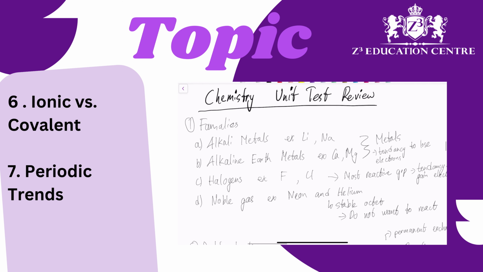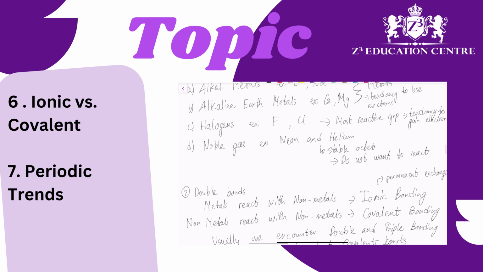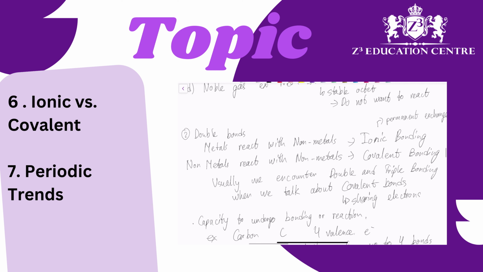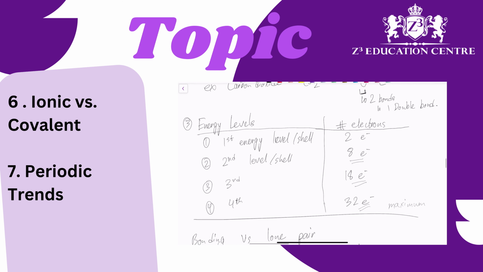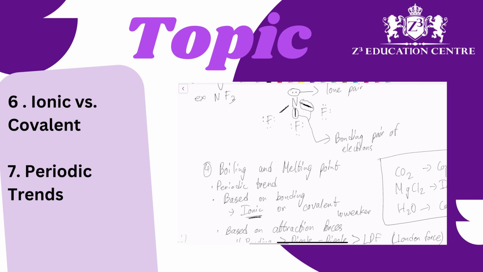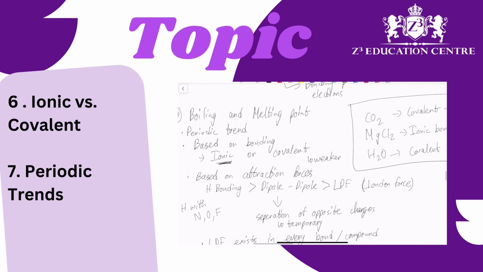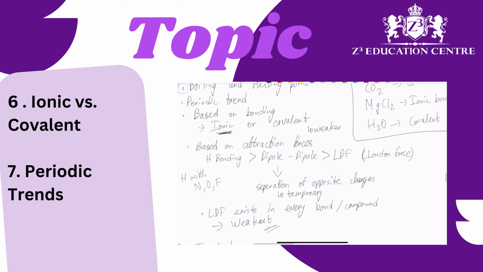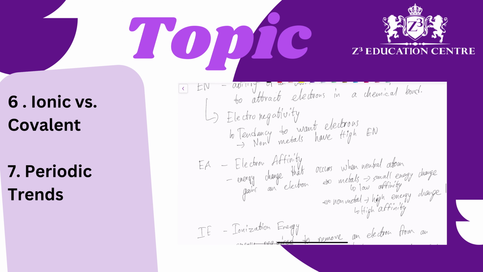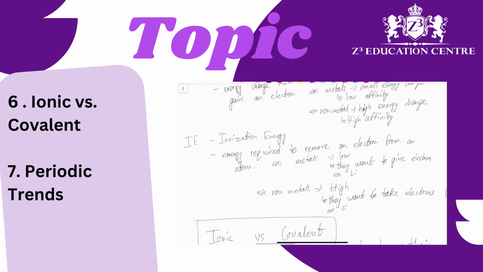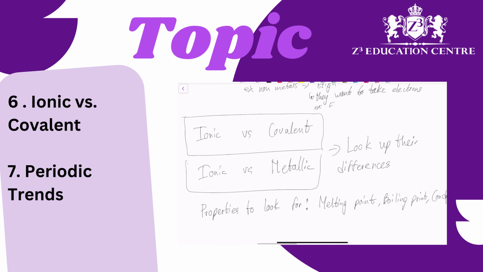I'll just overview this one more time. So the chemistry review: families. Then we looked at double bonds. Then we looked at energy levels. Bonding versus lone pairs. Boiling and melting points follow periodic trends, follow bonding, is it ionic or covalent, follow attraction forces. Then some terminologies: electronegativity, electron affinity, ionization energy. Then the differences between ionic and covalent, ionic and metallic.